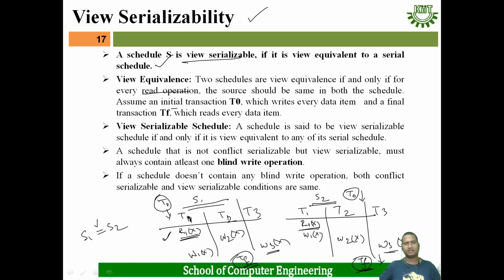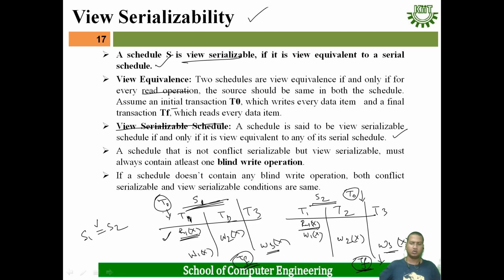Then what is a view serializable schedule? A schedule is said to be view serializable if and only if it is view equivalent to any of its serial schedules. What is view equivalent? All of you understood? View equivalent means the sources of read operations should be the same. And if for any serial schedule of this schedule, it is view equivalent with that schedule, then we can say that it is a view serializable schedule.